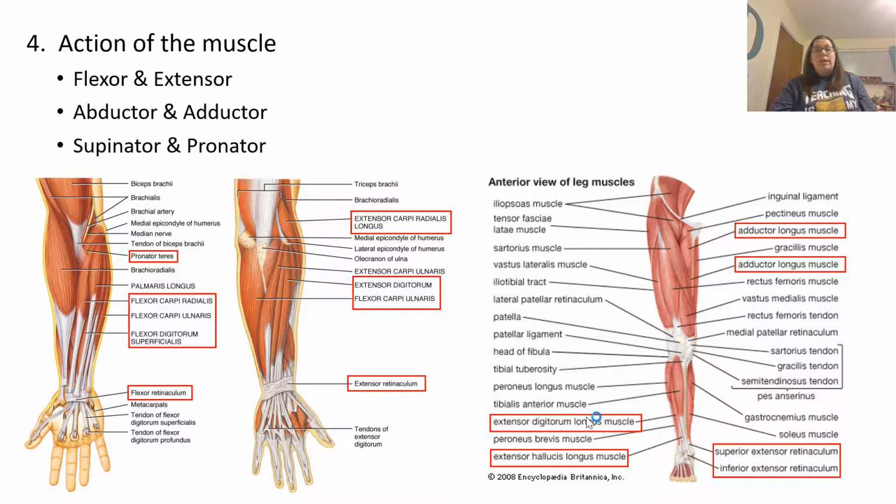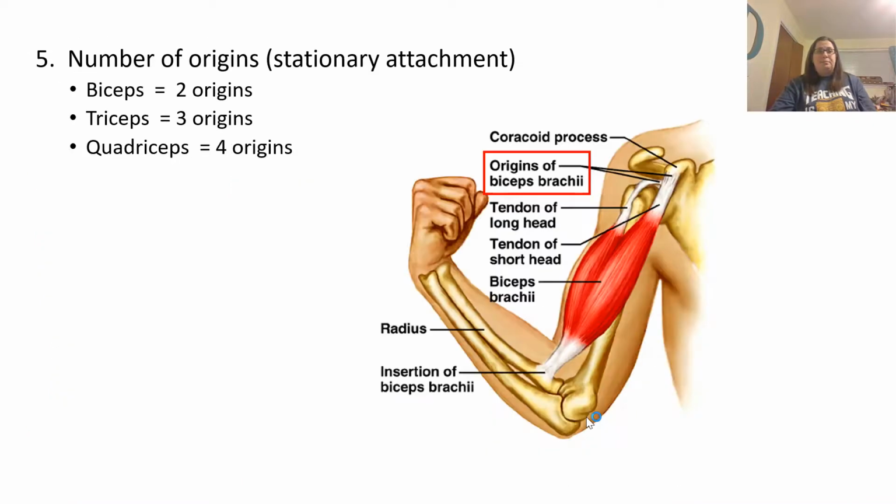But guys, if you'll notice, some of them also have a length to them. Like if you look here, you have the extensor carpi radialis longus. This tells you that it's a long muscle, but it's going to do extension. All right, so it's giving you a little bit more information about it based on even giving you the length of the muscle. All right, so this is action of muscles.